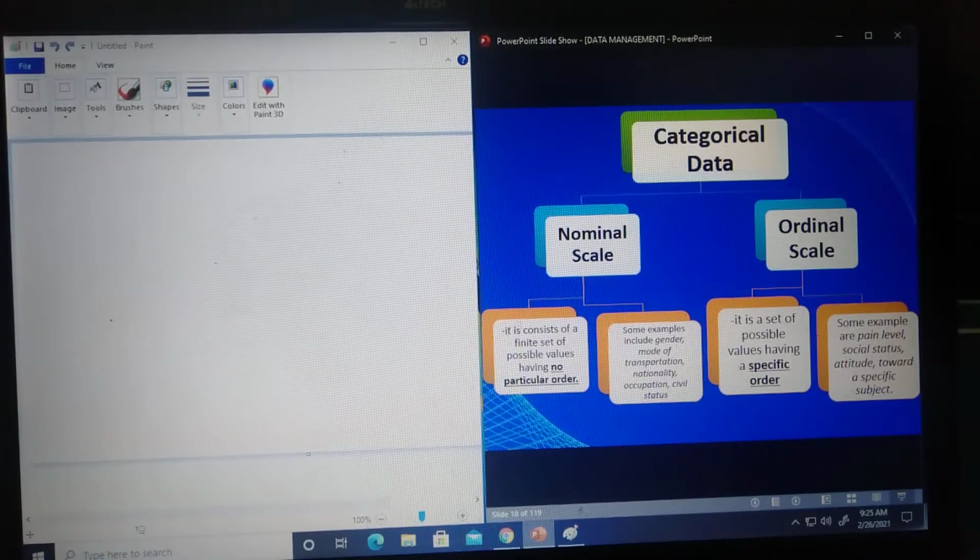Some examples of ordinal scale are pain level, social status, and attitude towards a specific subject. For pain level, there is pain, very painful, and so on. Level 1, level 2, like in cancer: stage 1, stage 2, stage 3, stage 4. For social status, for example, there is rich, very rich, extremely rich. So you can see the order there. Same with attitude towards specific subjects, where there is difficult, more difficult, very difficult. So nominal has no order; ordinal has a specific order.